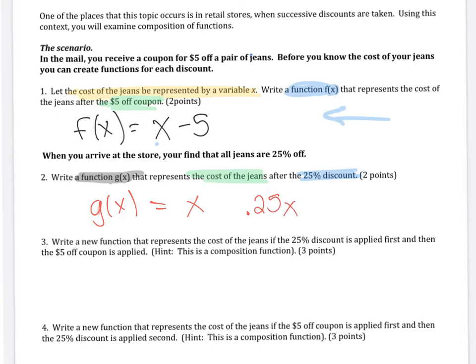What sign's gonna go in there? Adding, subtracting, multiplying, dividing. Good, I'm subtracting. So what that function is saying is, I have the cost of my jeans minus this right here. That term is going to get you the dollar amount off. That's not the price of the jeans now. That's what you're taking off.